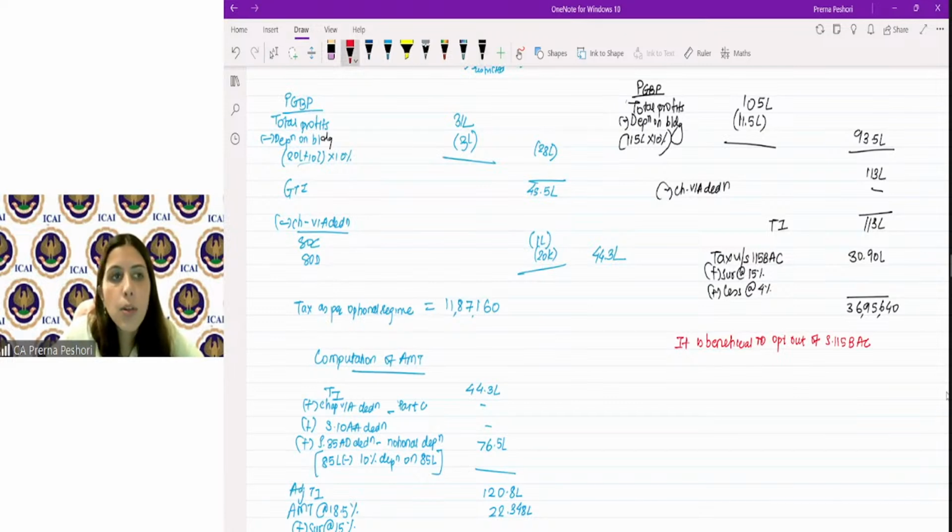Yes or no? Any questions, any doubts, students? Are we clear up to this? Shall we proceed further? We have to solve one more question on the AOP and BOI. Yes, perfect, Shankara. Okay.